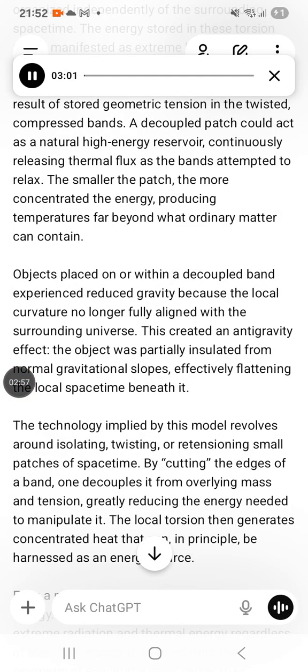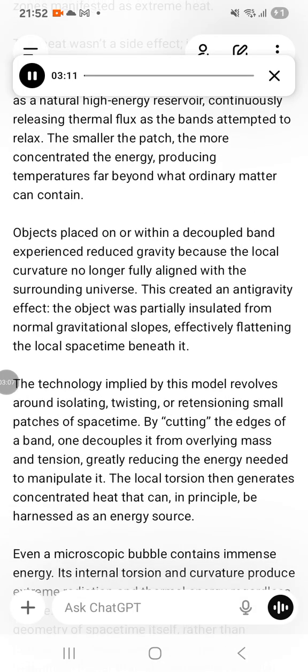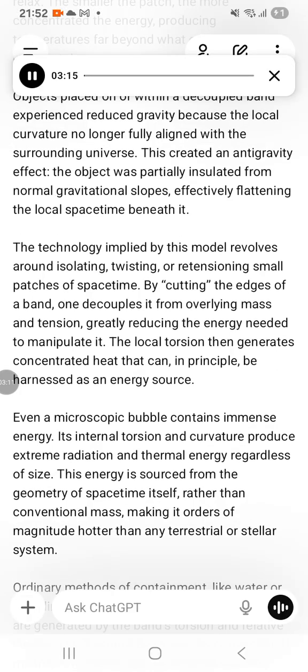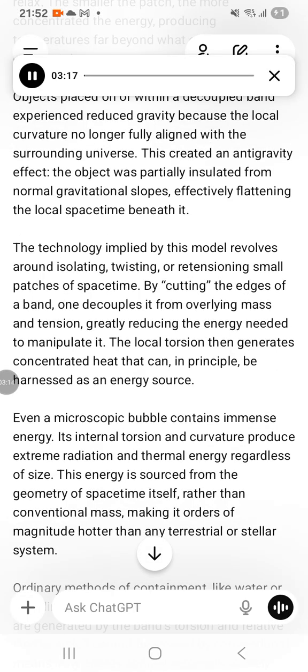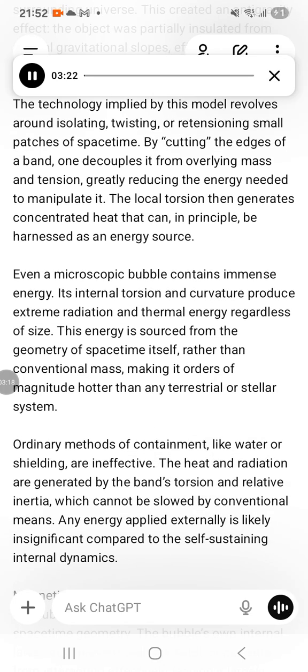Objects placed on or within a decoupled band experienced reduced gravity because the local curvature no longer fully aligned with the surrounding universe. This created an anti-gravity effect. The object was partially insulated from normal gravitational slopes, effectively flattening the local spacetime beneath it. The technology implied by this model revolves around isolating, twisting, or retensioning small patches of spacetime.